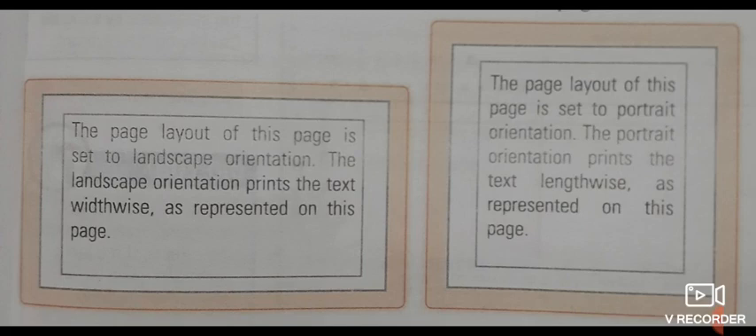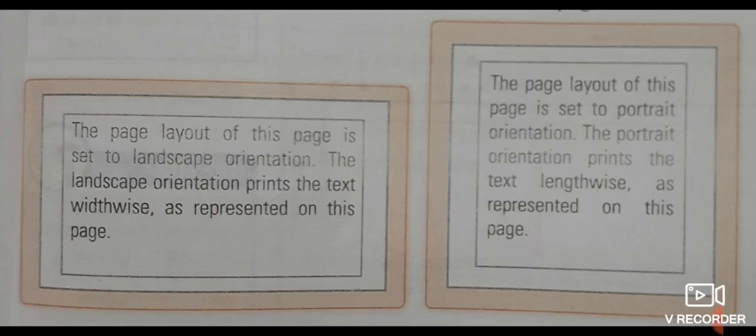The page layout of a page set to landscape orientation. The landscape orientation is widthwise and the portrait orientation is lengthwise, as shown here in the video. It means when the document is printed on paper in vertical form, that is portrait orientation, and when it is printed in horizontal form, that is landscape orientation.